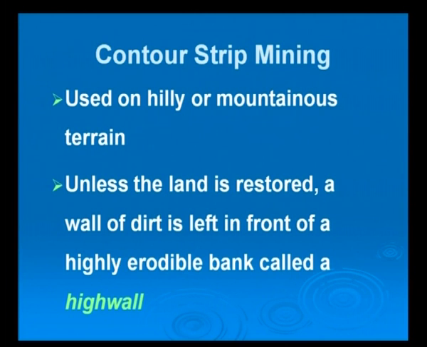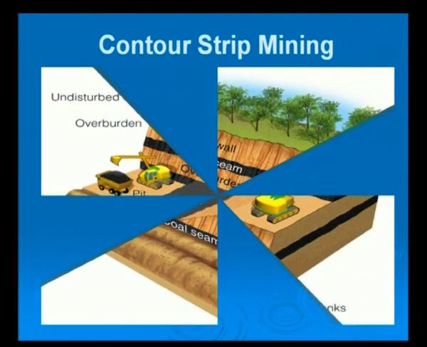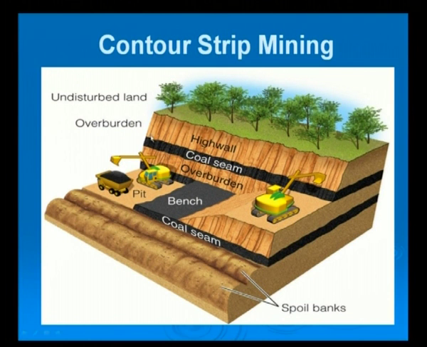And the third one, that is contour strip mining. It is used on hilly or mountainous terrain. Unless the land is restored, a wall of dirt is left in front of a highly erodible bank called the high wall. So, generally this method is followed in the mountains, and look at the diagram. Actually, it is a mountain area and it is a bench and the pit is dug, and these are all the coal deposits, and so the coal deposit is taken away and removed.